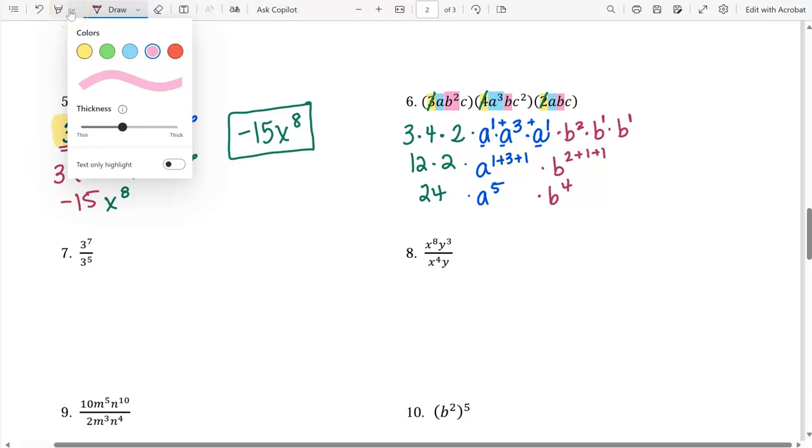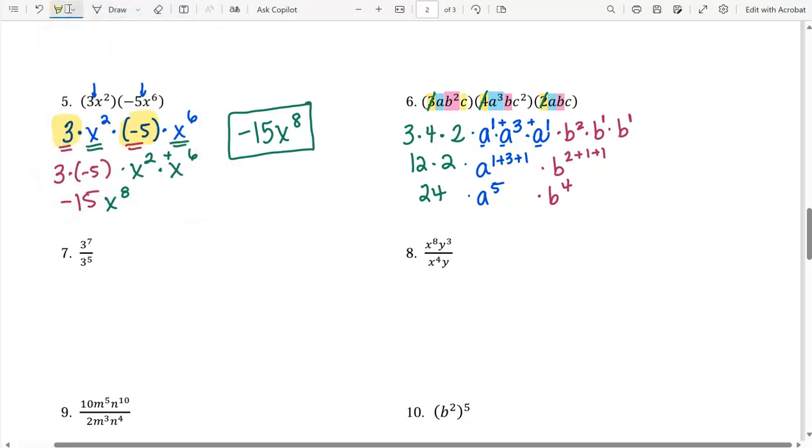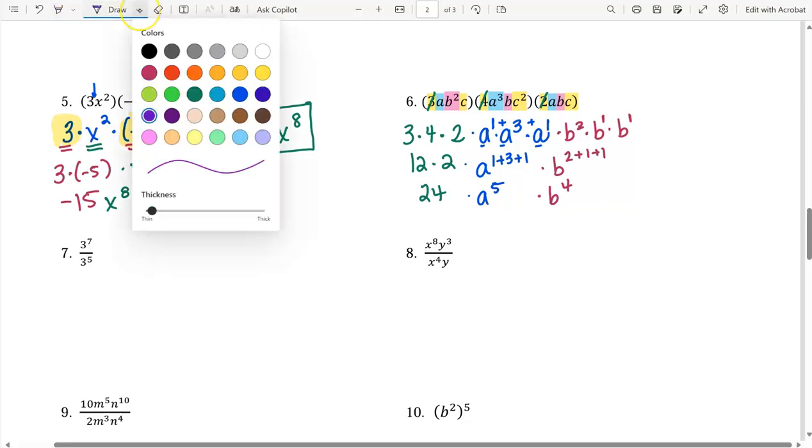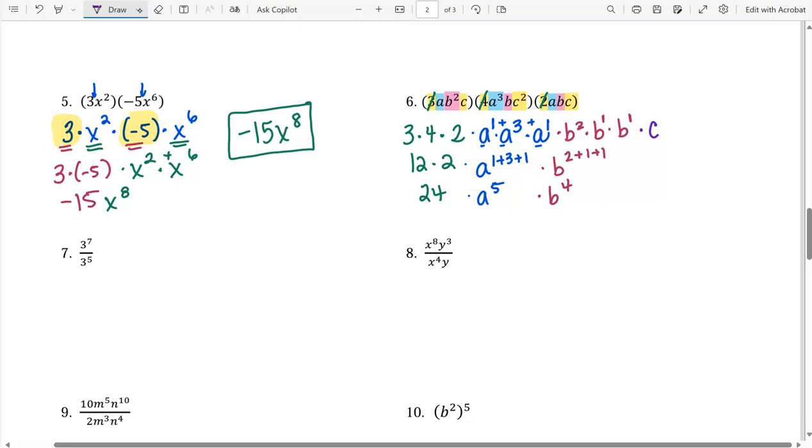Whew, still not done, but we're getting closer. Now I can put my c's together. So I have a single c, a c squared, and another c.